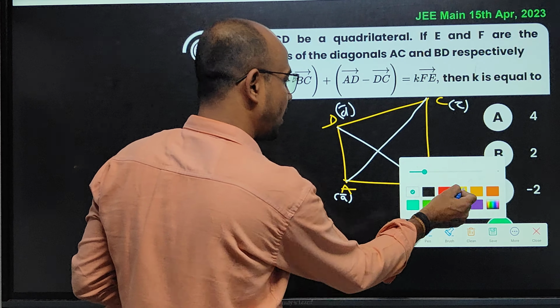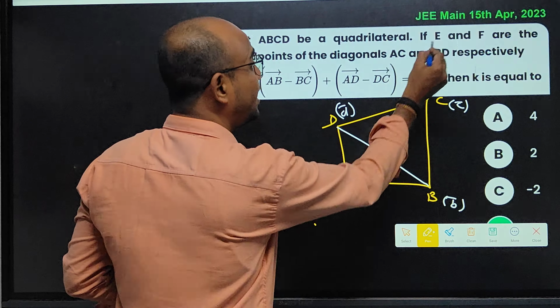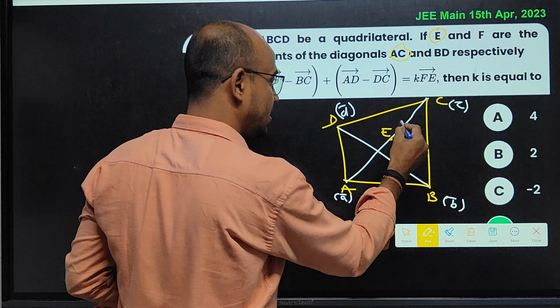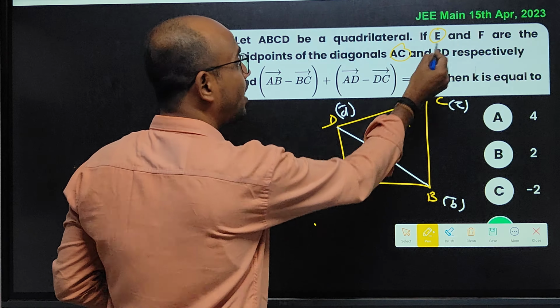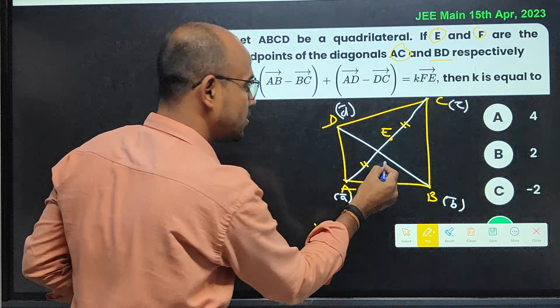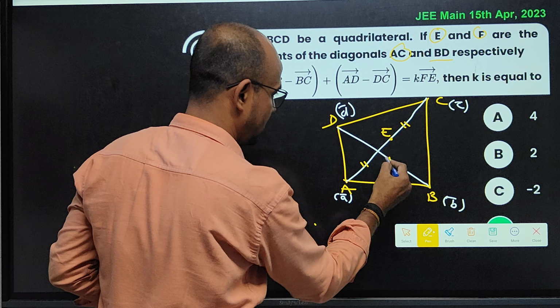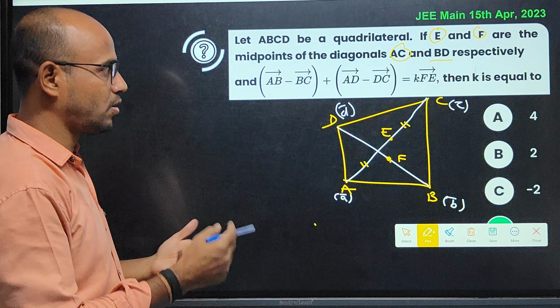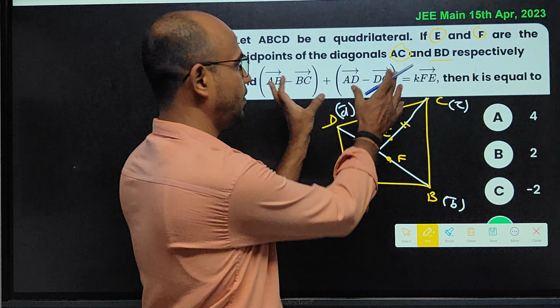Now having understood this fact, can't we say E is the midpoint of AC, that means E is here, this is the midpoint, try to understand, and F is the midpoint of BD. So F is here, say somewhere here. Now this entire thing can be thought of as, see, we have to find K given this fact.